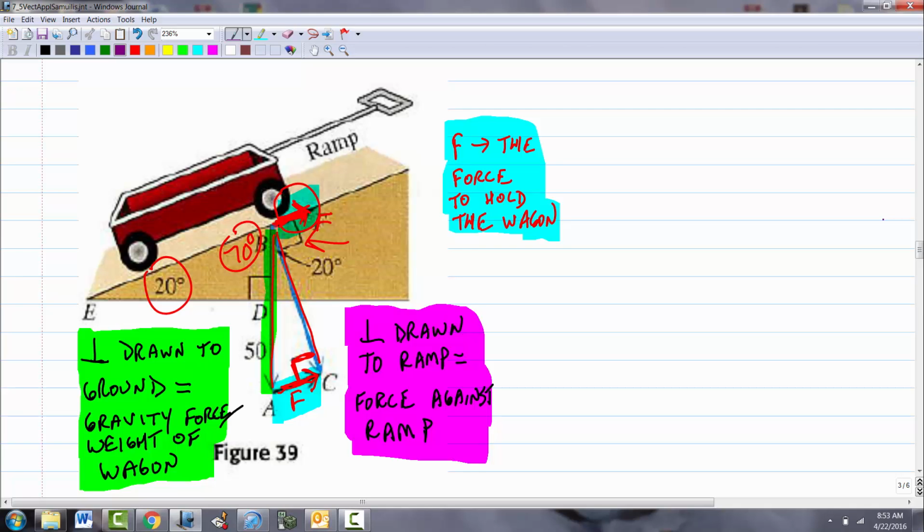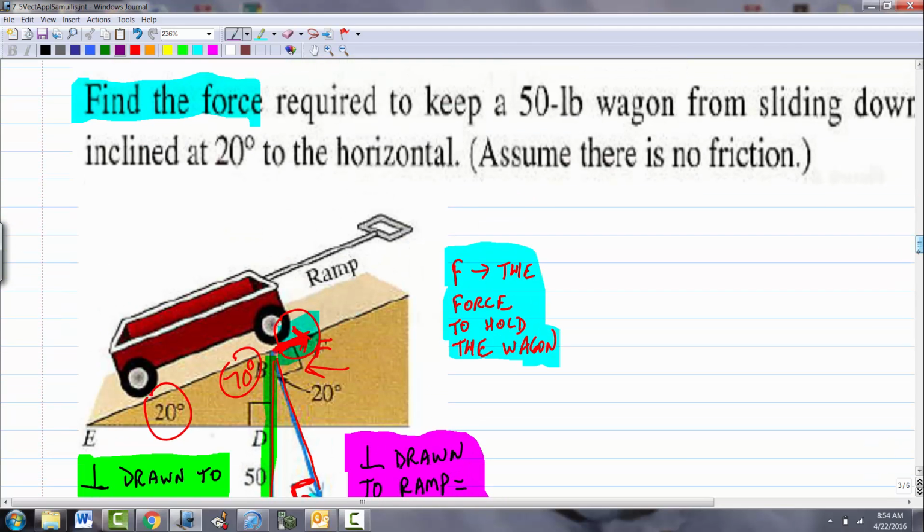All right, and so there's a couple things going on. First thing is, this is the force vector. Force vector right here. This is the force needed in order to pull the wagon up the ramp. But I think what they have here is the force required to keep this from sliding down, so actually keep it in a state of equilibrium.